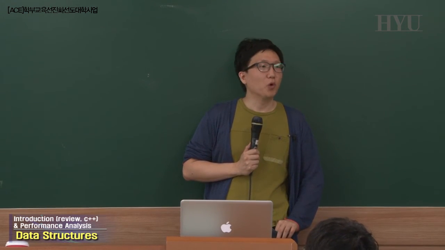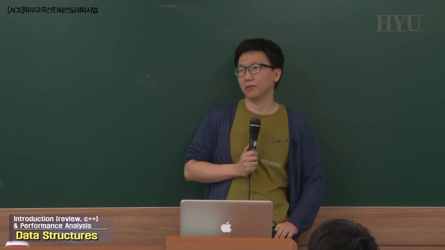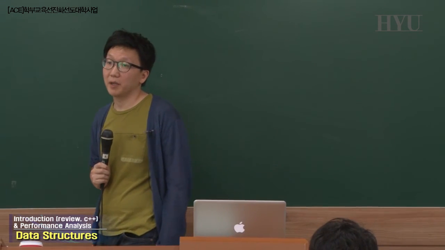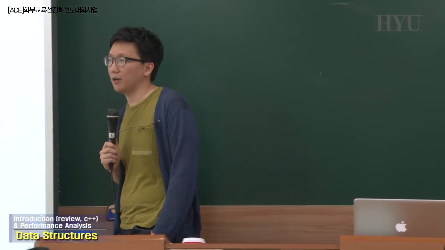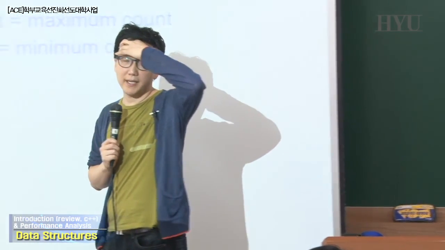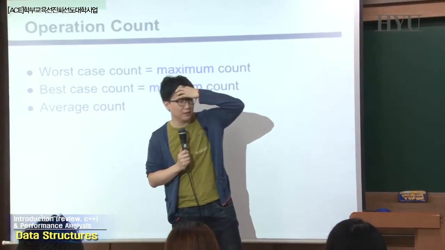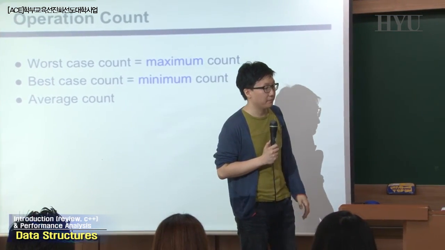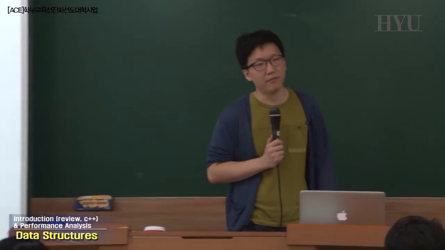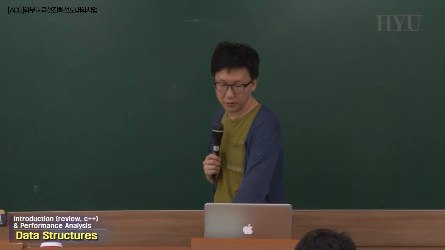The average count is a bit more than this. If you just simply add maximum plus minimum and divide by 2, I don't know, it gives you an average. But the average count is a bit more complex a concept. So we'll see. I don't think we're going to cover the average value later, but we'll see.